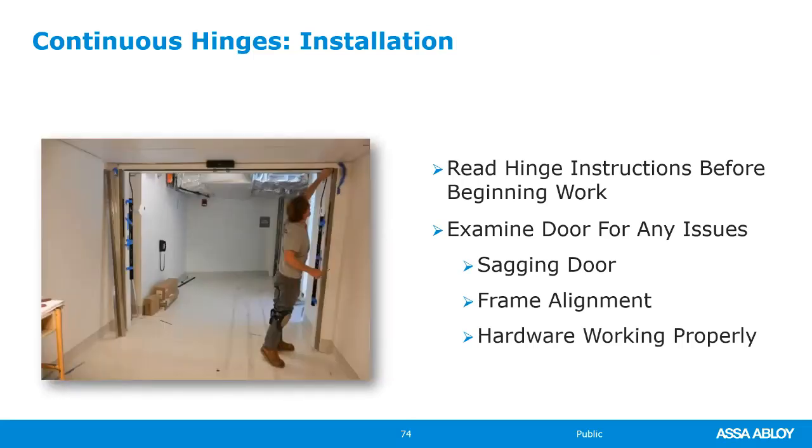Read your hinge instructions before beginning work. You want to examine the door for any issues: sagging door, frame alignment, and the big one, hardware working properly. Because even though you're not fooling with the hardware on the door at all, if you finish installing a hinge on the door and all of a sudden something's wrong with the hardware, you're responsible for it. There's no way you're really going to be able to tell the people, oh, I did all this work on the door and now the hardware doesn't work. So we want to make sure that the hardware is working properly.